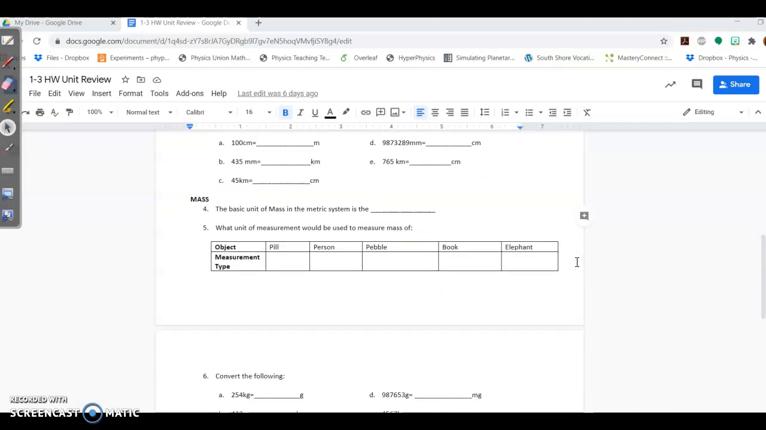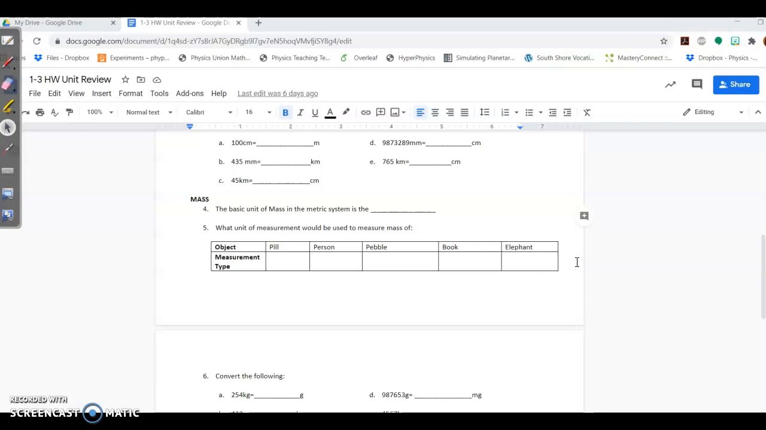Okay, moving on to mass. The basic unit of mass in the metric system is grams. What unit of measurement would be used to measure mass? We are trying to measure a pill. I said milligrams. Person, kilograms. Pebble, grams. Book, I said decagrams. You could probably also use another, it kind of depends on the book that we're talking about. Elephant, kilograms.